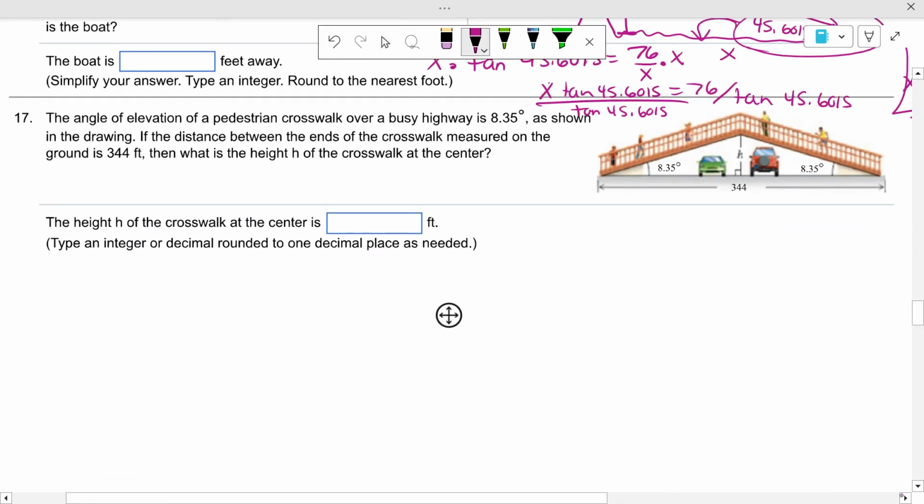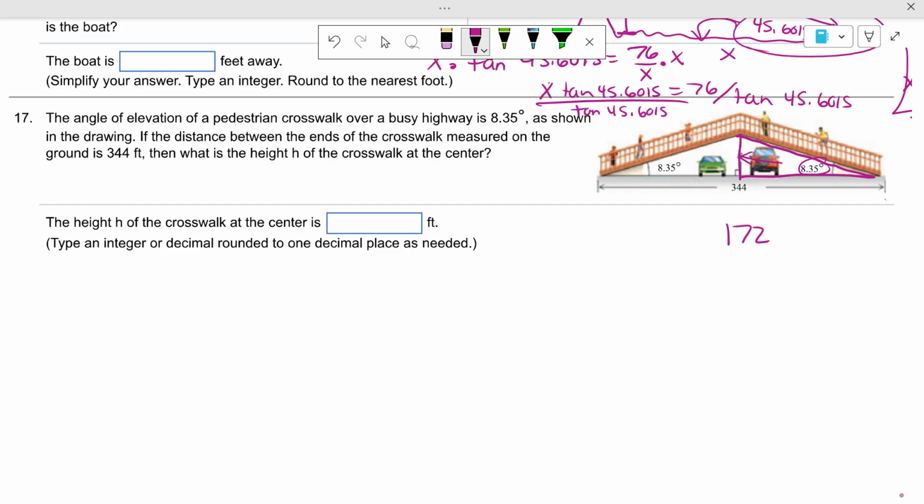What's the height of this walking bridge? Now, if this is 344 to get to here, my right triangle is actually this part. So he only uses half of it. What's half of 344? 172. So this side is 172. This angle here, way back here.